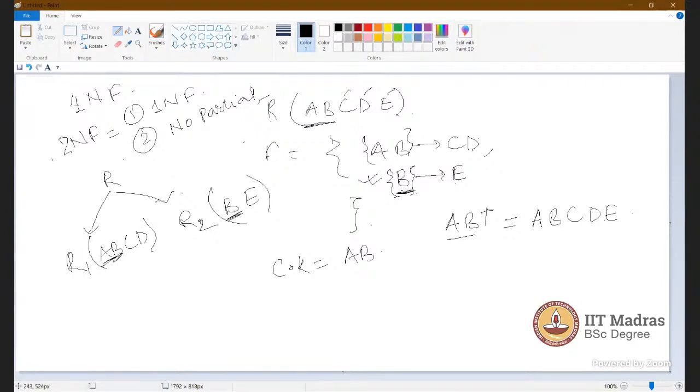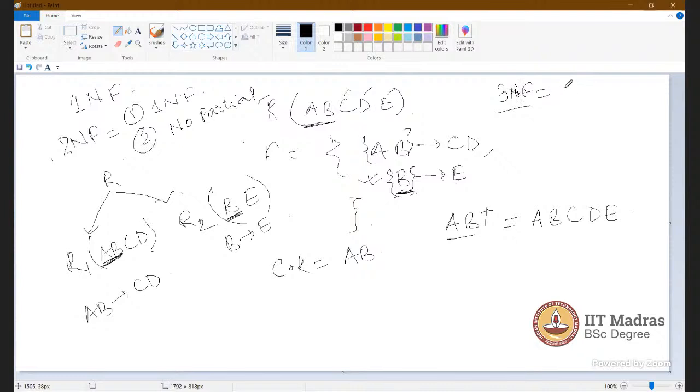ABCD, and these two are the candidate key, right? So now you have to check for the third normal form. Can you say what is the condition for the third normal form? For this one, you get the functional dependency like this for R2 and the other. So tell me what is the third normal form?